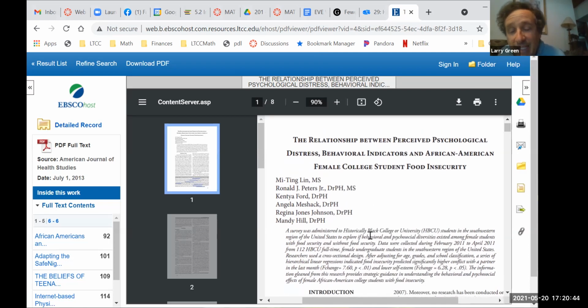So this is it: the relationship between perceived psychological distress, behavioral indicators, and African-American female college student food insecurity. This is an article, and I'll just let you know that if you go and look at research articles, most of them will have the hypothesis test.